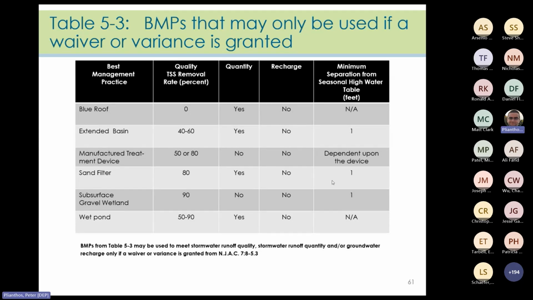As for some of the BMPs noted on this table, blue roofs don't have a reuse component, and extended detention basins are typically large and also require additional treatment to meet the water quality standards. The majority of manufactured treatment devices, or MTDs, currently do not have a soil or vegetative component, so they fall into this table. And subsurface gravel wetlands and wet ponds not designed with beneficial reuse are listed on this table.